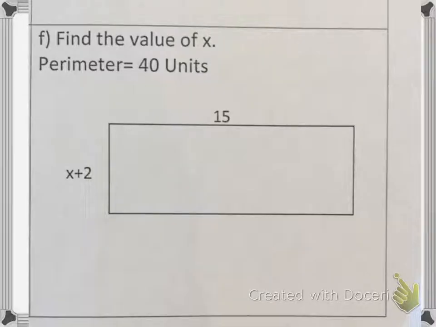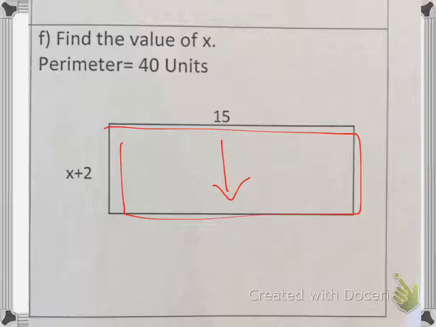Okay, the last one, find the value of x if the perimeter is 40. Well, if the whole perimeter around the outside is 40, then I need to just find what the perimeter is. This side has to be 15. This side has to be x plus 2. So let's write an equation and set it equal to 40.